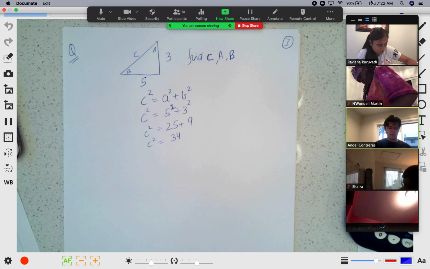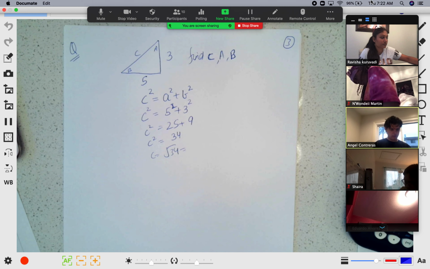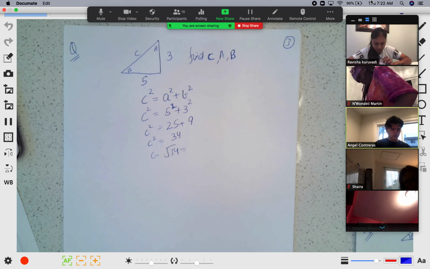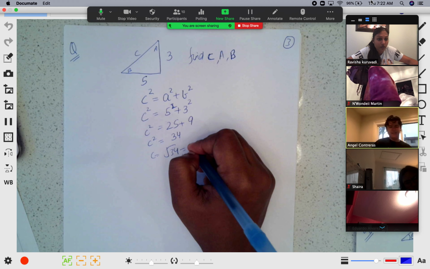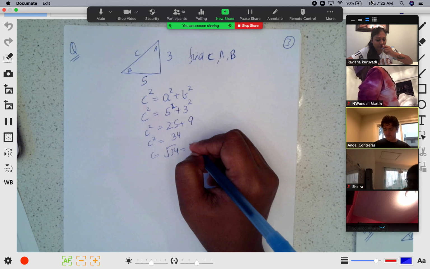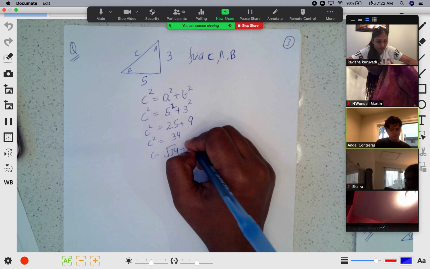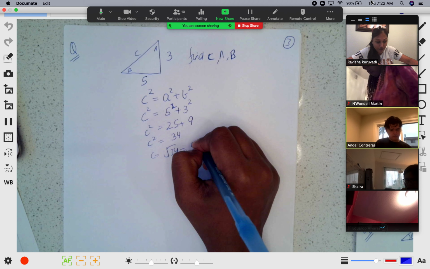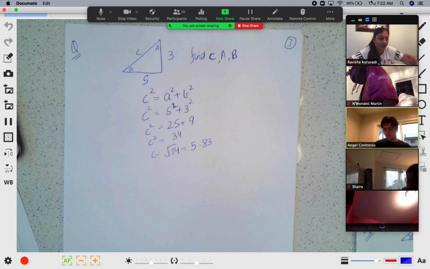It's just giving me root 34, which is equal to what? Hang on. Yeah, it's just giving me root 34. It's not giving me the decimal answer. You have to change your mode to decimal. So if you get 5.83. But make sure you convert that into decimal, okay?